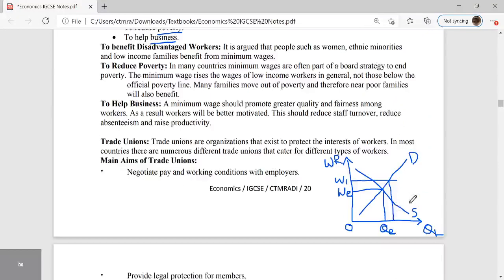Oops, sorry. I labeled it wrong. This should be demand and this is supply. Sorry, silly mistake.